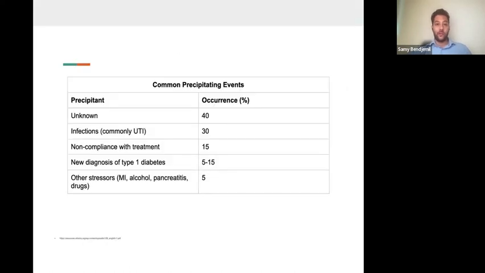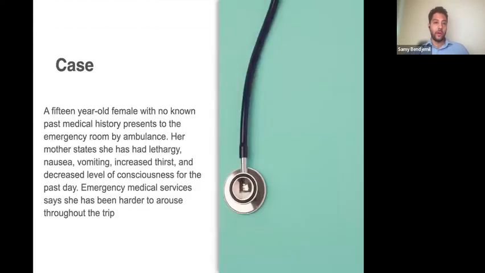Regarding precipitating events that can cause both DKA and HHS, most of the time what has actually precipitated it is unknown, though the most common known precipitating factor is infection, namely UTIs. Other causes include non-compliance with treatment, such as patients who have run out of their medications or insulin and are unable to obtain more, as well as new diagnoses of previously unknown type 1 diabetes, where patients present in a state of DKA. And then other stressors on the body, such as ischemic states, alcohol or other drug abuse, and pancreatitis.